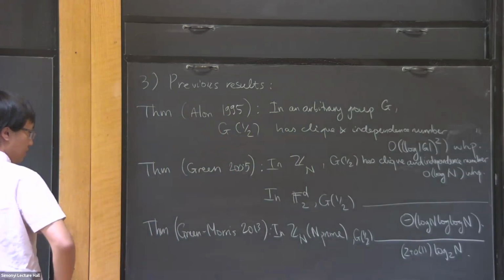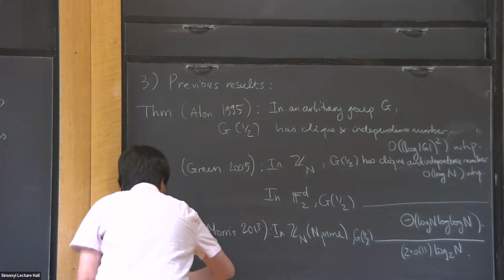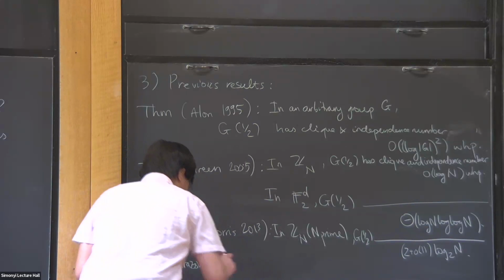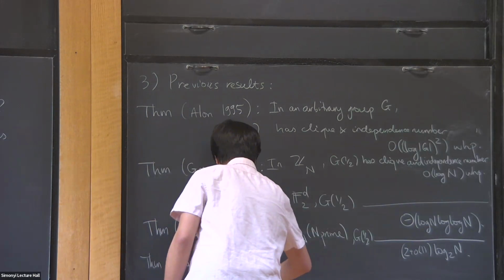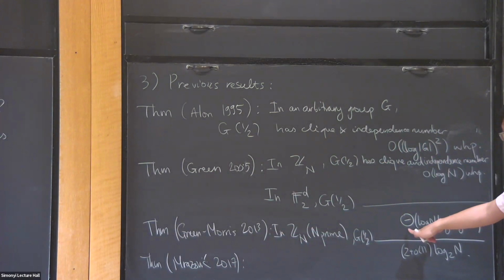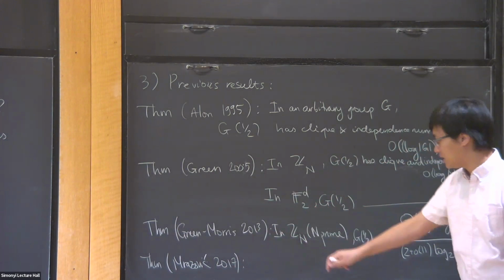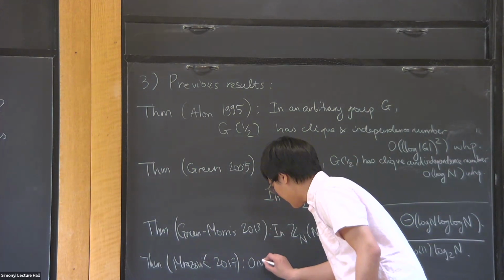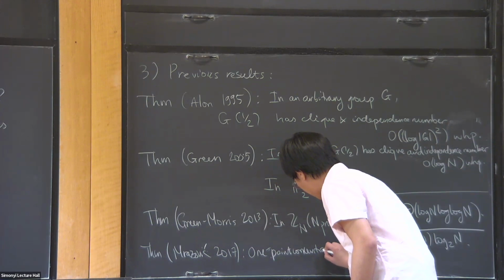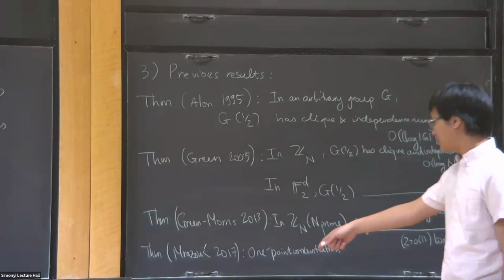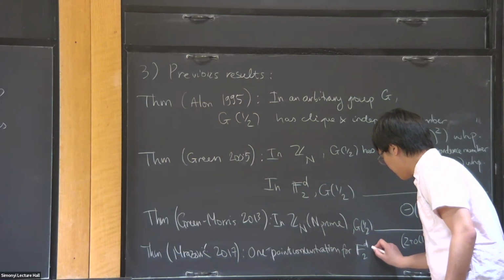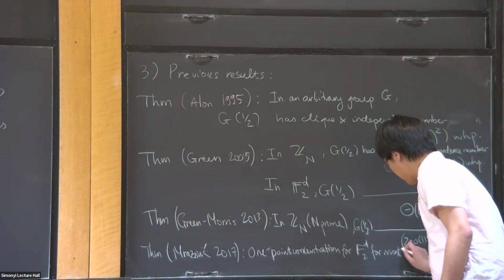Okay. And the last result I'll mention is a result of Mrazović from 2017. What he showed here is nailing down precisely the clique and independence number in G1 in F2 to the D. It turns out that we can get one-point concentration of the clique and independence number for F2 to the D for most D.